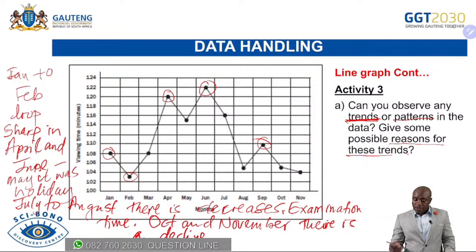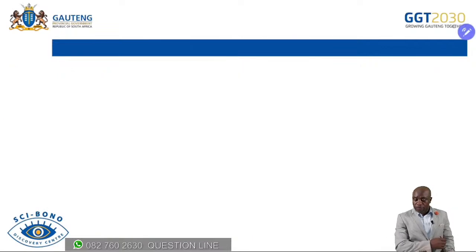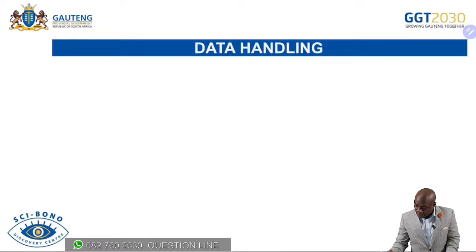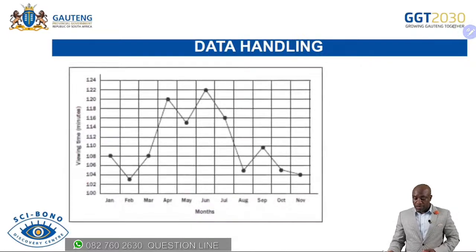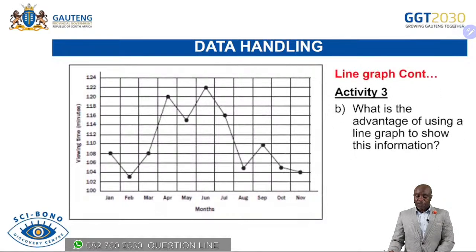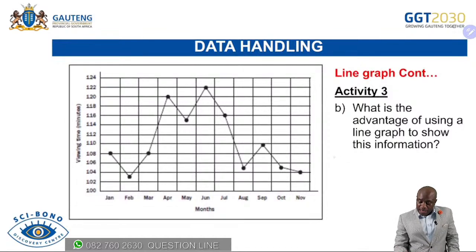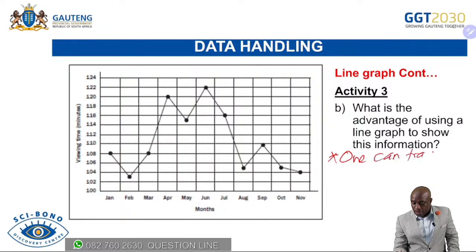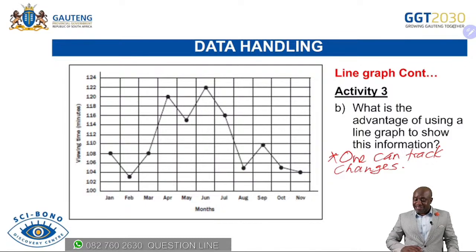Now, the next question that we want to answer: what are the advantages of this type of graph? What is the advantage of using a line graph to show this information? So the main advantage, one can track changes. So you can actually follow changes. That's what I mean by track. You can actually follow the patterns or the changes that are there.